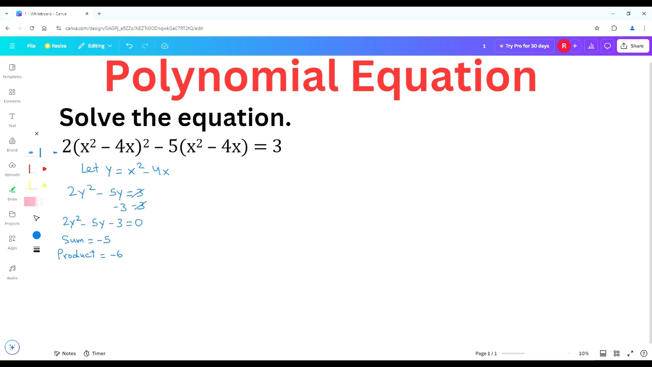We should focus on the product number. The first pair that comes to my mind is negative 1 and 6. Negative 1 plus 6 is equal to 5. But we are looking for a sum of negative 5. So we should switch the signs on these two numbers. So the numbers are plus 1 and negative 6. We can use these two numbers to break up the middle term.